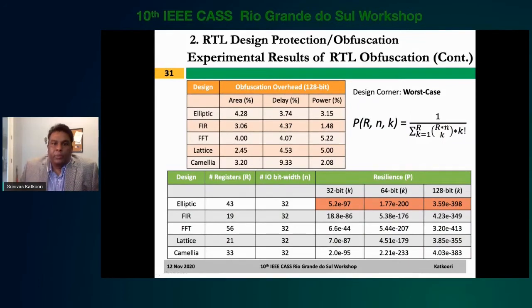And what is the probability of breaking an obfuscation key? So we have evaluated, depending on the number of registers we have and the number of IO bits, these probabilities, which are extremely low. Okay? And of course, as the key size increases, you see that the probability is extremely low, to the power of minus 383, for example, right?